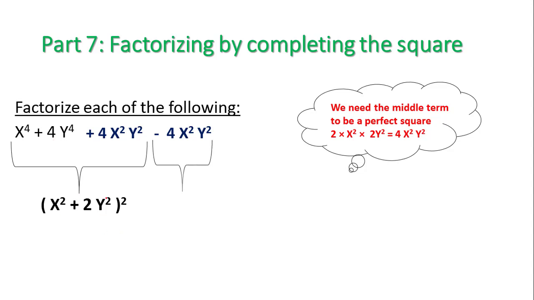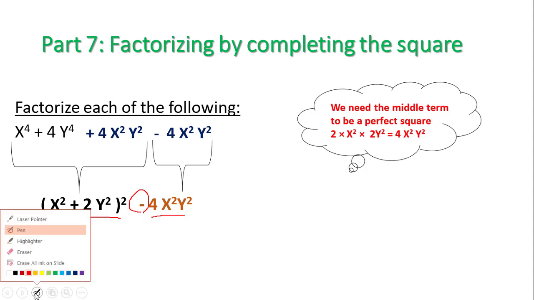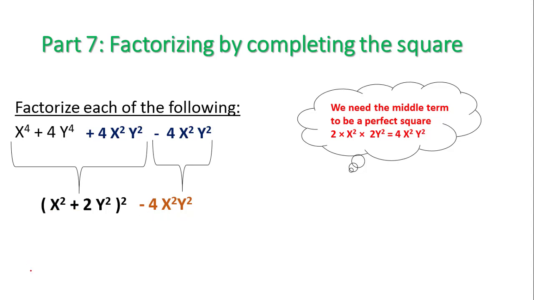But don't forget, here we have minus 4x power 2 y power 2. Now we have two terms. This term is a perfect square, and also this term is a perfect square. So now, what is this sign? Minus. So now I have a difference between two squares. We studied before that the difference between two squares can be factorized as the summation of the quantities times the difference of the quantities.